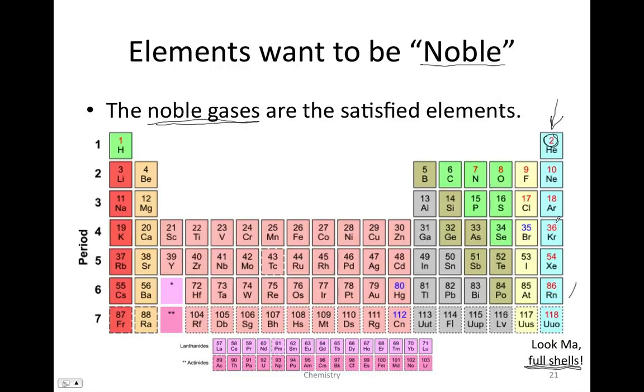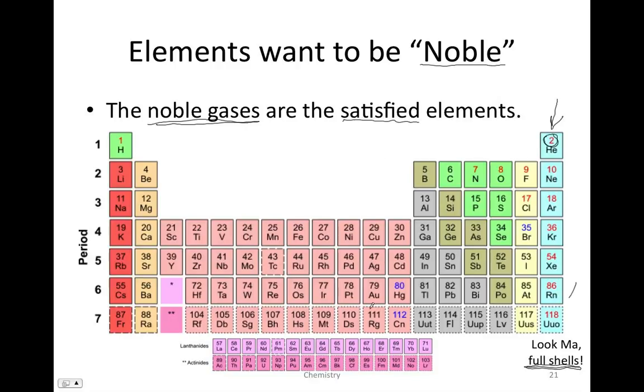And that means that krypton here, this is not kryptonite from the planet Krypton, this is the element krypton. And this is another noble gas, full shell. These guys, noble gases, are satisfied. They're happy because their shells are full.